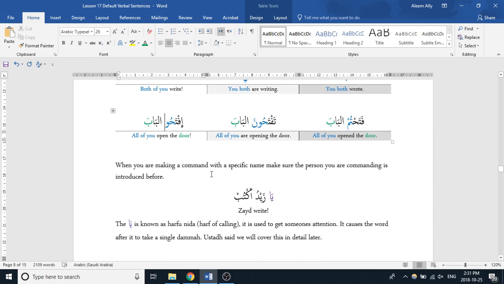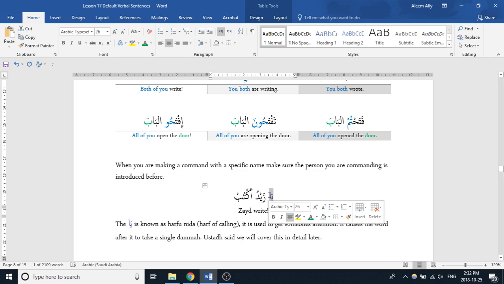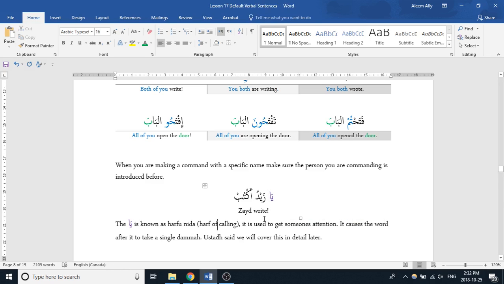So when you are making a command with a specific name, make sure the person you are commanding is introduced before. So in this example, Ya Zaydu uktub, Zayd write. We're commanding Zayd to write. You want to make it so that Zayd is introduced before the verb itself, so that he's being called upon first, and then you add write. So just as a quick caveat here, Ustad said he's going to explain it in more detail later on, but this ya here is known as a harfu nida. It literally translates to the harf of calling, and it's used to get someone's attention.